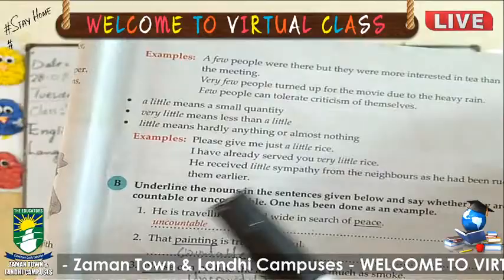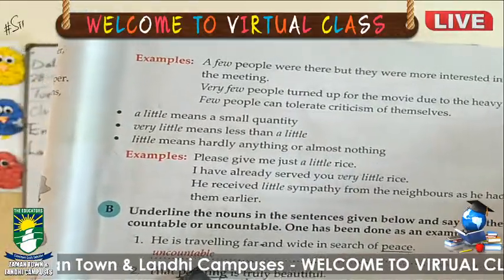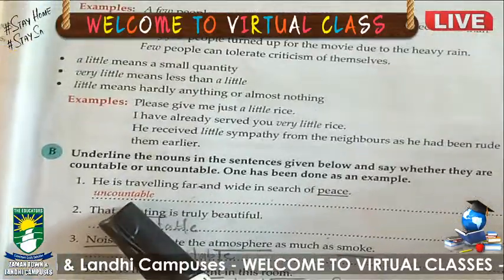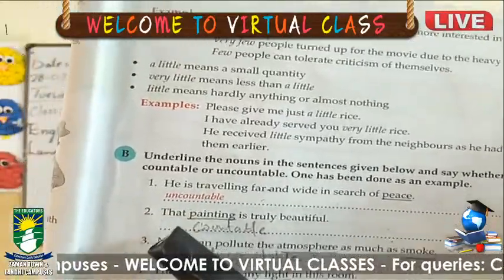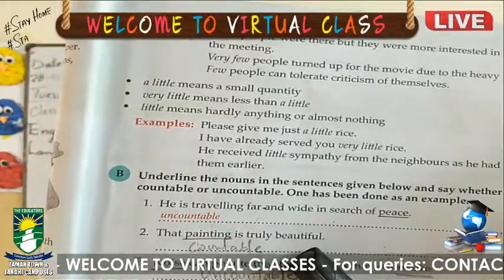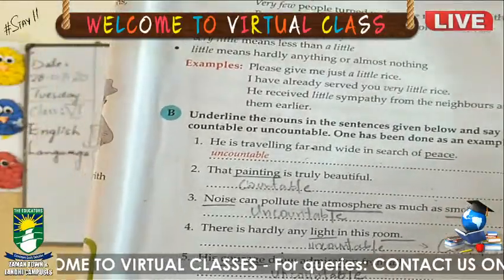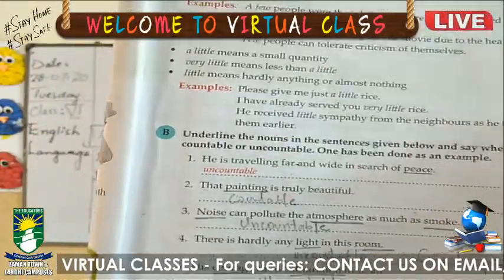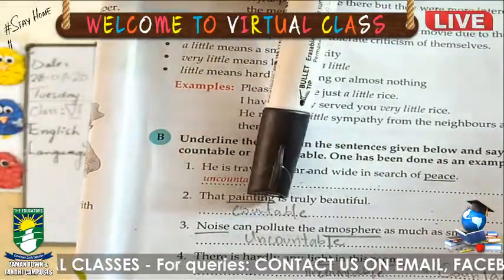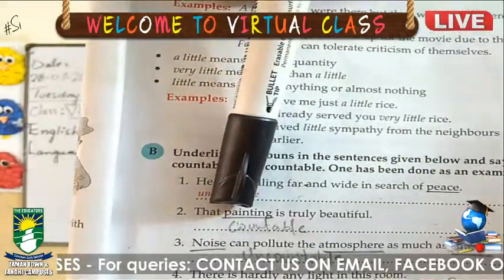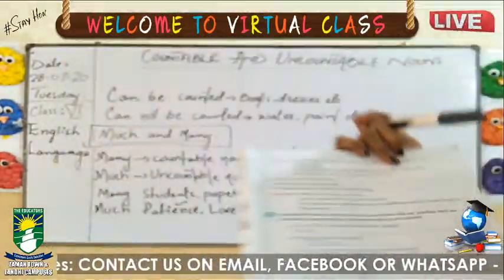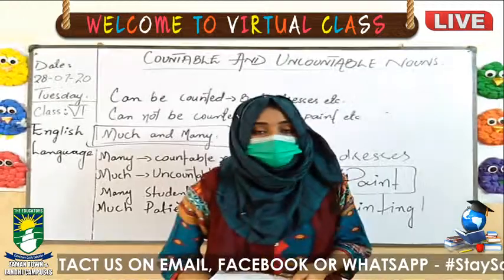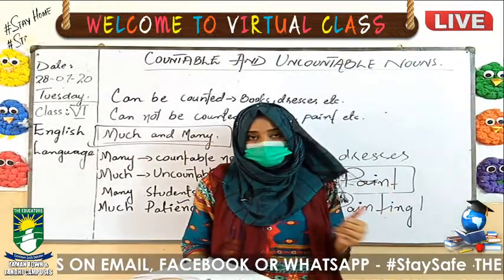Now second work is what? To write whether that is countable, whether that is uncountable. Here it is written. Second is what? That painting is truly beautiful. As I was explaining you about the paint and painting. The same thing here. That painting. Underline the painting. Then what is this? Countable, so write it. Similarly, you are supposed to do the rest of the sentences, okay?